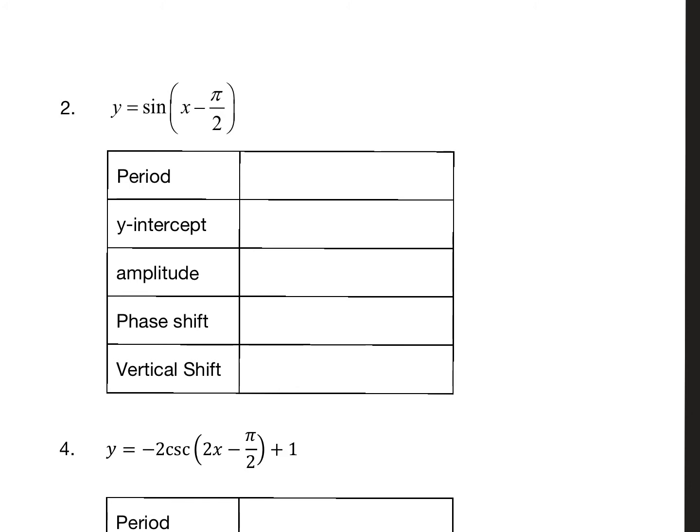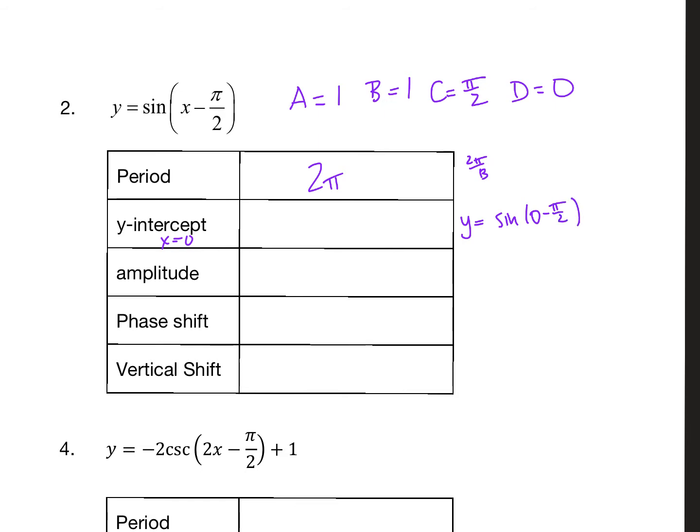On this one, A is 1, B is 1, C is pi over 2, positive, and D is 0. When I go to fill in my chart, period is 2 pi over B. So for this example, that makes it just 2 pi. To find the y-intercept, you let x equal 0. So y is going to equal the sine of 0 minus pi over 2, or the sine of negative pi over 2, or -1. So 0, -1.